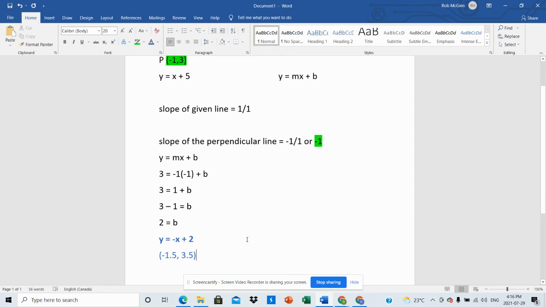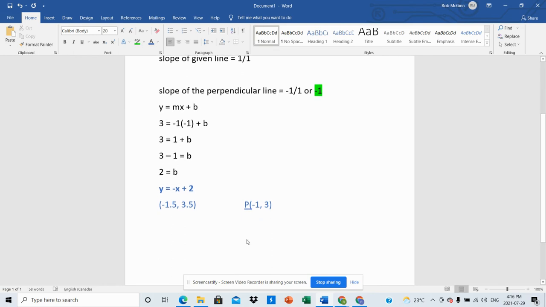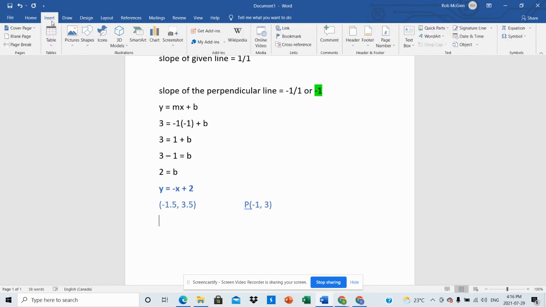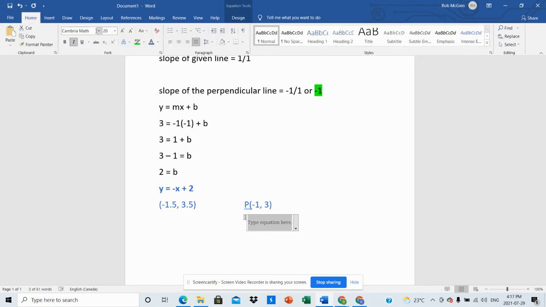Our point that was given to us in the problem, our point P, was -1 and 3. I'm just going to bring it down here so it's still on the screen. So now what I can do is use my wonderful distance formula. I'm going to say D for distance. We'll leave it this way.